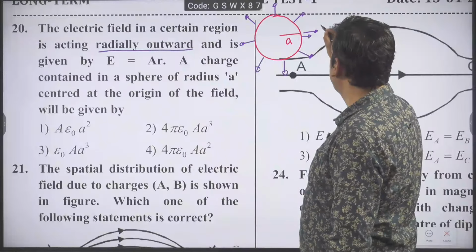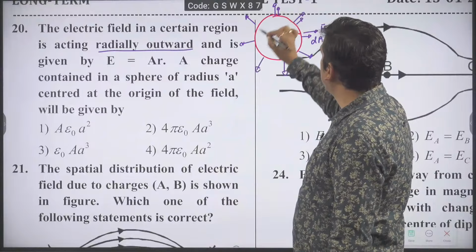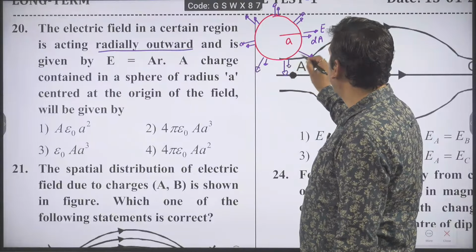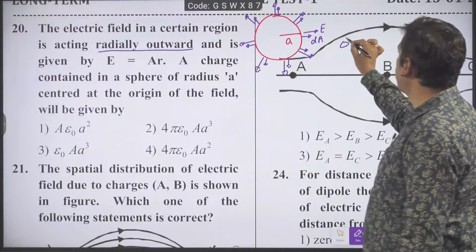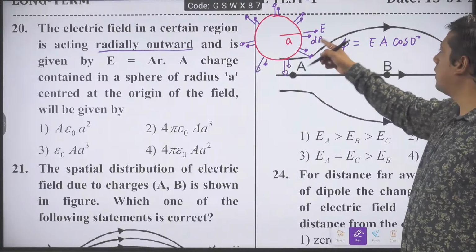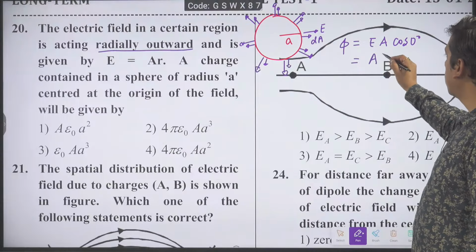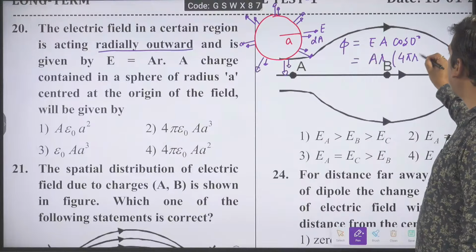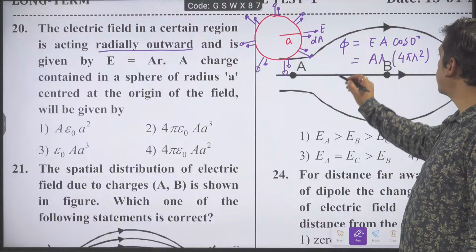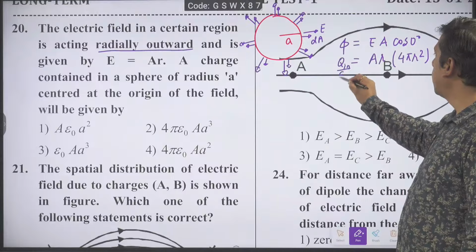So everywhere the electric field is acting radially outward. And if you take the area vector, the area vector will also be radially outward. So at every point, E and dA vector are parallel. So the flux we can write as E into A into cos 0, because E and dA are parallel. E is given as A into R. Area we will write 4 pi R square, the complete surface area, right? Cos 0 is 1. So this is flux, but flux is Q enclosed divided by epsilon naught.